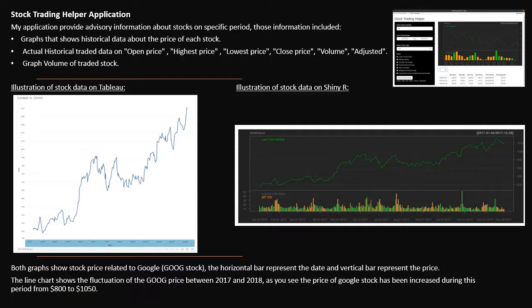Here you can see the illustration of stock data on two different applications. The first one on the left is Tableau and the second one is Shiny. As you can see, they are very similar, and on both the horizontal bar represents the date and the vertical bar represents the price. This is related to the Google stock between 2017 and 2018, and as you can see, the price changed from $800 to $1,050 during this course of time.